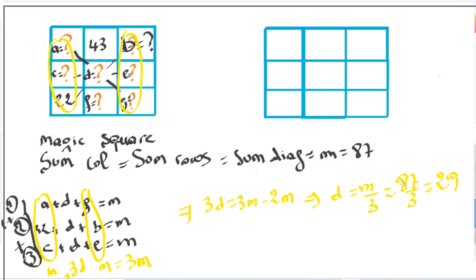So from this equation we find M and D, the middle guy. If we find the middle guy over here, we just put 29 over here, and we already have 43 here and 22 here. So we just have to fill up the table. 87 minus 43, 44. 44 minus 29, 15.